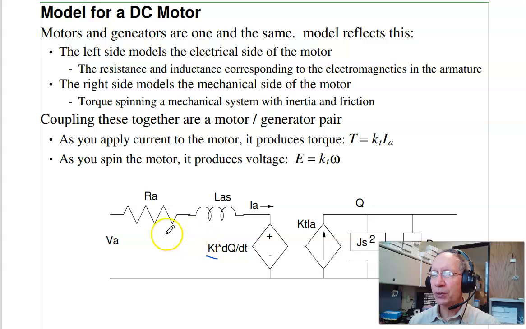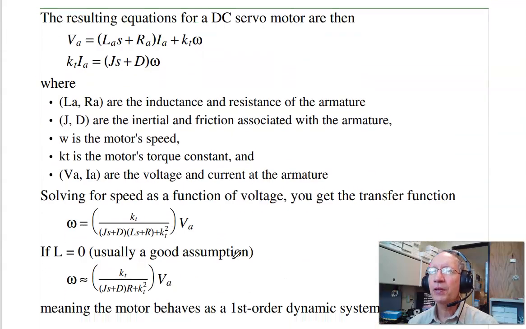Motors are also motors, so as I apply current, I get torque. Torque is proportional to current, scaled by the torque constant. Plus the rotor has inertia and friction. Put that all together, that's the model for a DC servo motor. If you do some algebra, solving for the left-hand side, the input voltage is the losses across the armature plus the back EMF. The torque is the rotational inertia plus friction times speed. Solve all this, and you get the transfer function from voltage to speed.